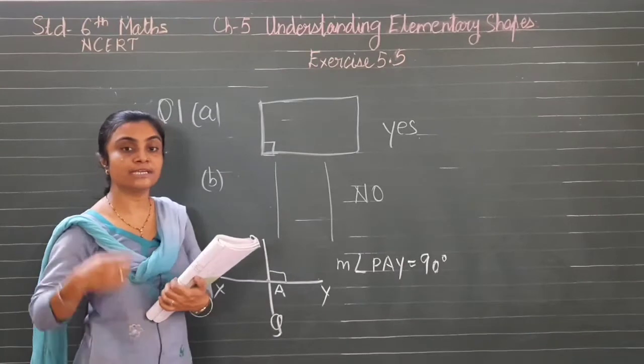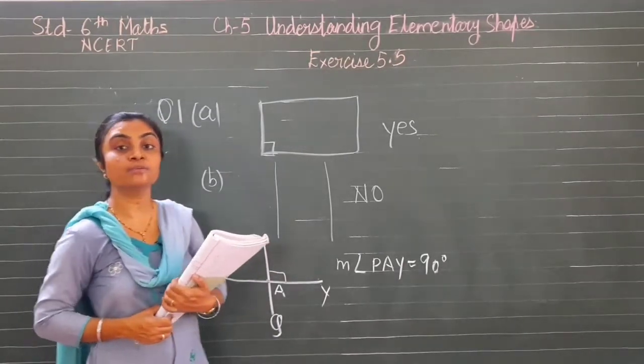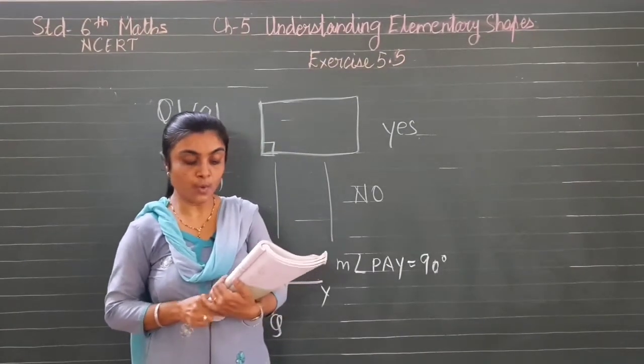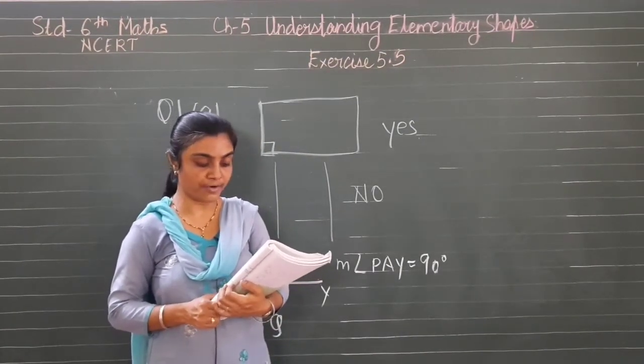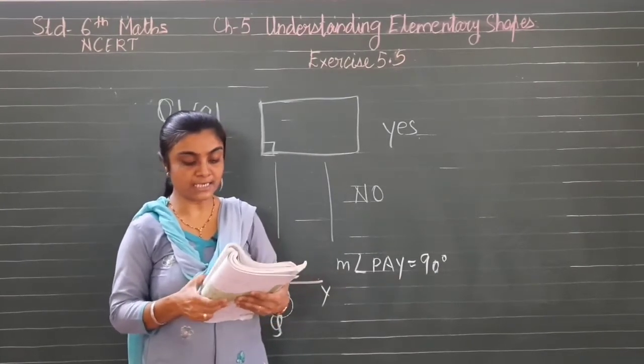Now let us move to the next question number 3. There are two set squares in your box. So in your geometry box there are two set squares if you have seen. What are the measures of the corners? Do they have any angle measure that is common?